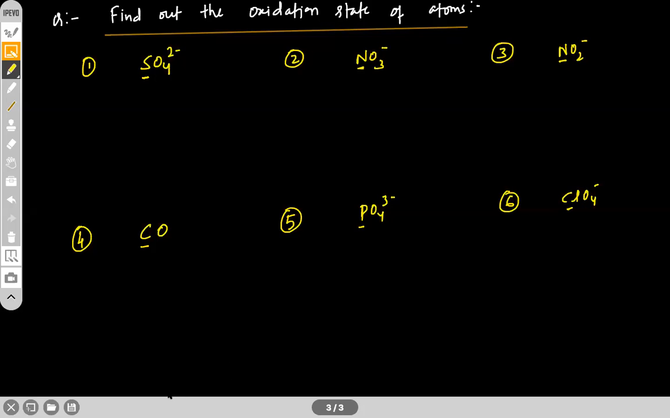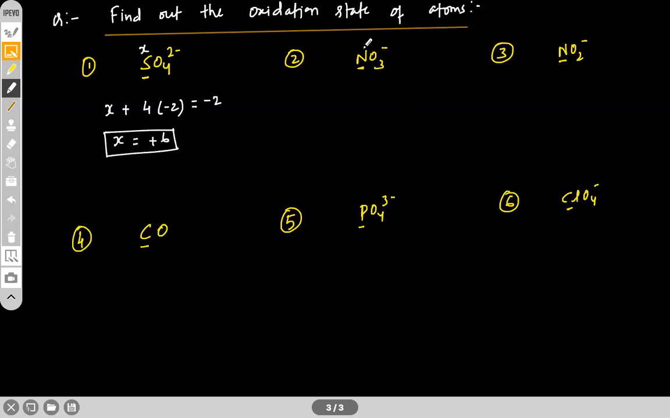Okay, how do we do this? For SO4 2-, we assume on sulfur it is X and oxygen is -2. Total charge on sulfur is X. Total charge on oxygen is 4 into -2. This should equal the charge on this ion, that is -2. Hence X equals +6 here.